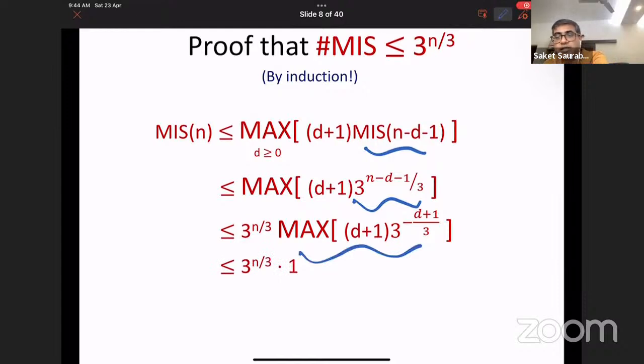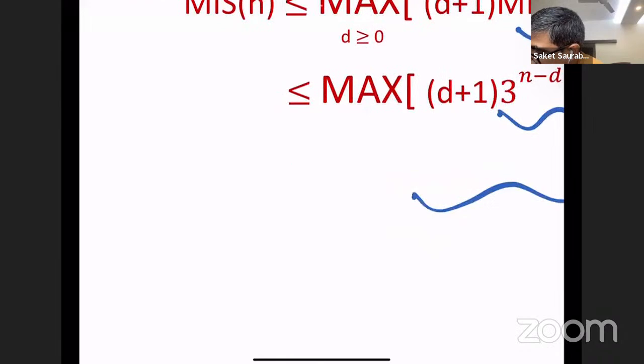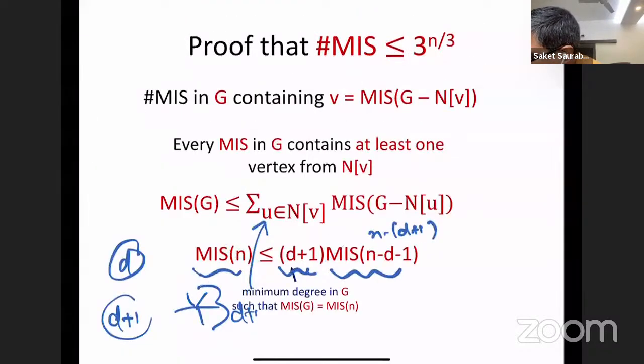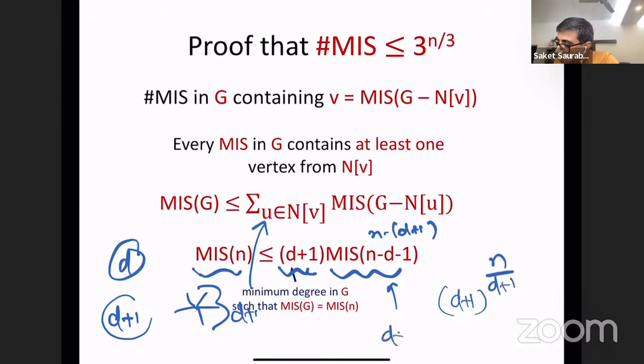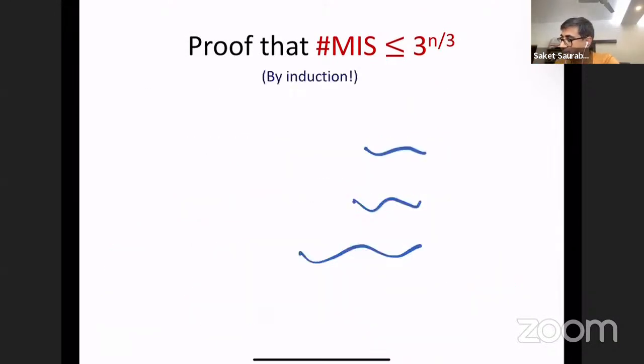So you can show that the maximal independent set in any graph is upper bounded by 3 to the power n by 3. Or, if you do not want to do induction, then directly you can show it also by just solving this recurrence. What is this recurrence going to be? It is going to be D plus 1 to the power n by D plus 1, right? So basically we're trying to optimize this function, and that is what I said, it is x to the power 1 by x. So if you do this properly, you will get that 3 is the right number for this.